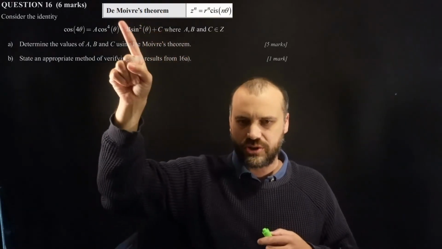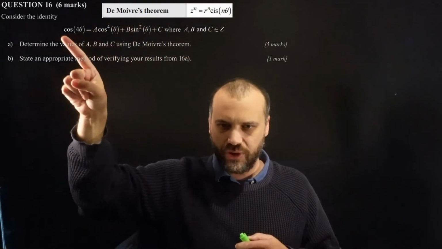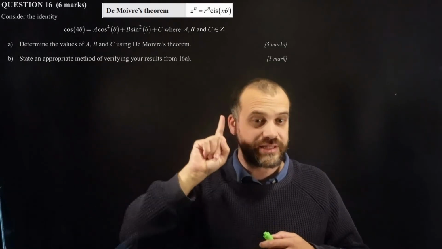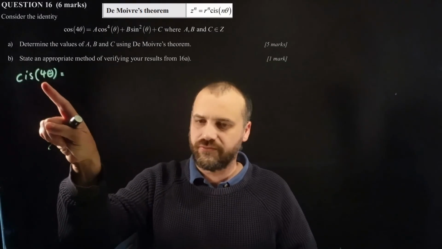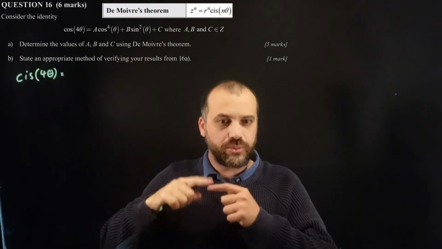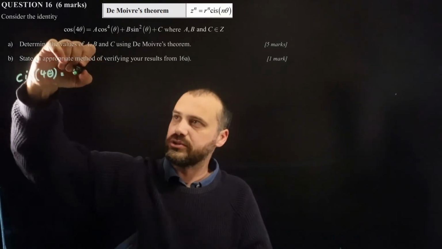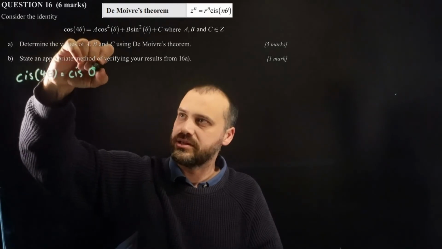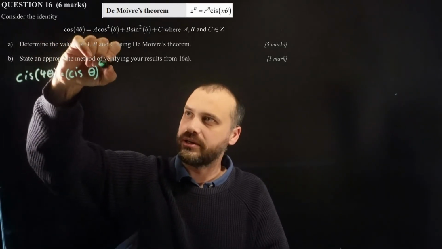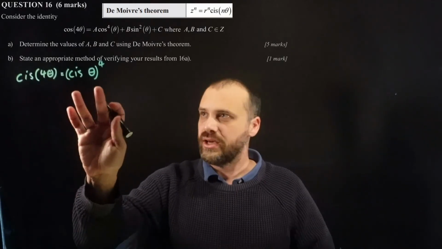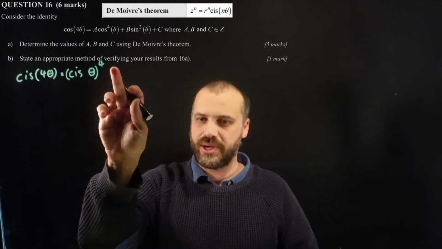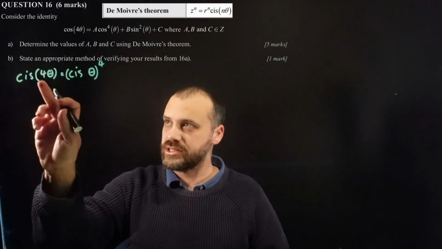So let me write de Moivre's theorem, and instead of writing cos 4 theta, I'm going to write cis 4 theta. Let's see what happens. So if I write cis 4 theta, we know from de Moivre's theorem that that can also be written as cis theta to the power of 4, right? That's what de Moivre's theorem does.